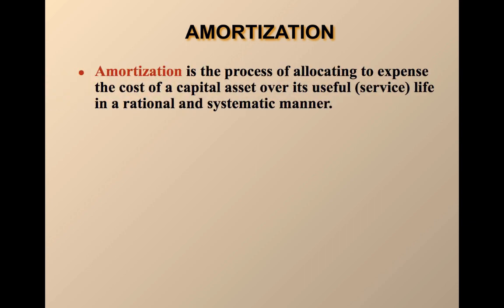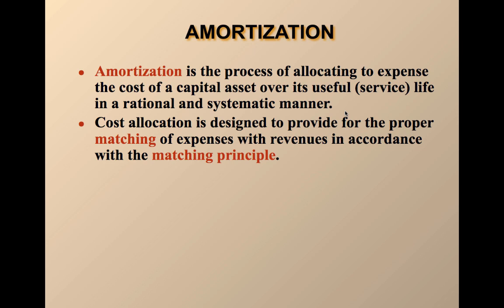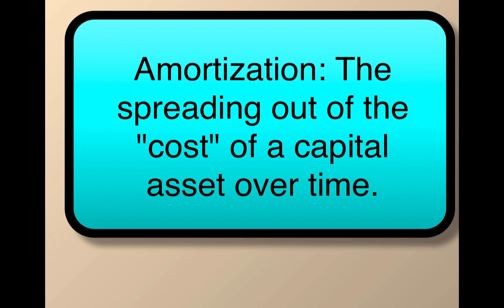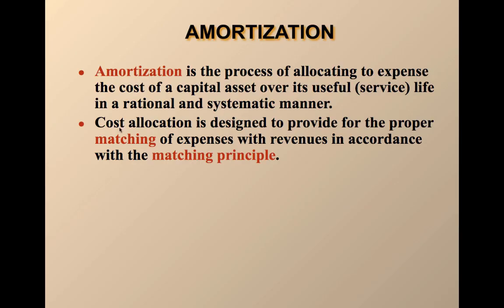What is amortization or depreciation? It is the process of allocating to expense the cost of a capital asset over its useful life in a rational and systematic manner. Okay, so I don't really love that definition, so what I'd like to say is amortization is the process of spreading the cost of the asset out over time. And this cost allocation, or the spreading out of the cost, is designed to provide for the proper matching of expenses with revenues in accordance with the matching principle.